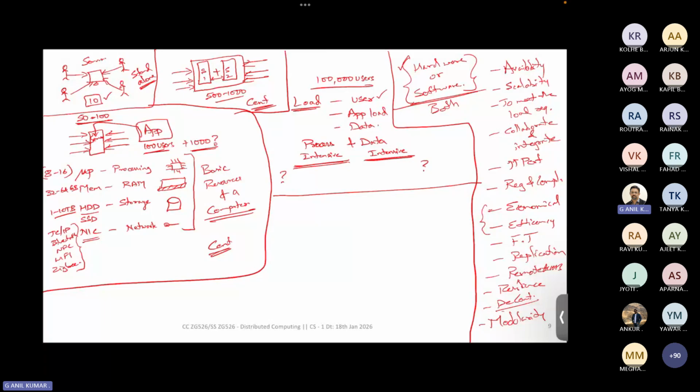Now, since a single server is not able to give me that intensity of the applications that is required, I'll go for multiple servers. Server 1, server 2, server 3, server 4. Let's limit it to only 4 servers. And all these 4 servers speak with each other. What is the need that these servers need to speak with each other? Because they all are hosting one single application.